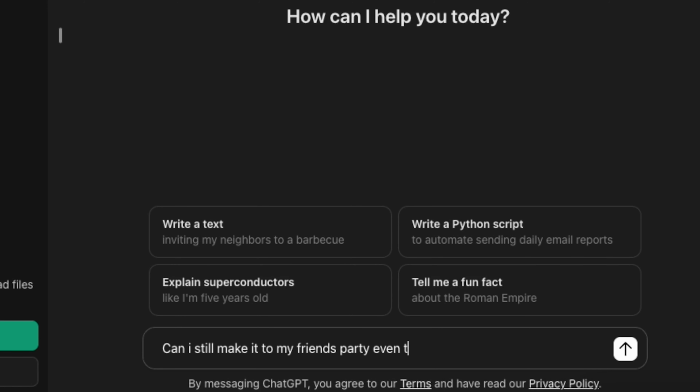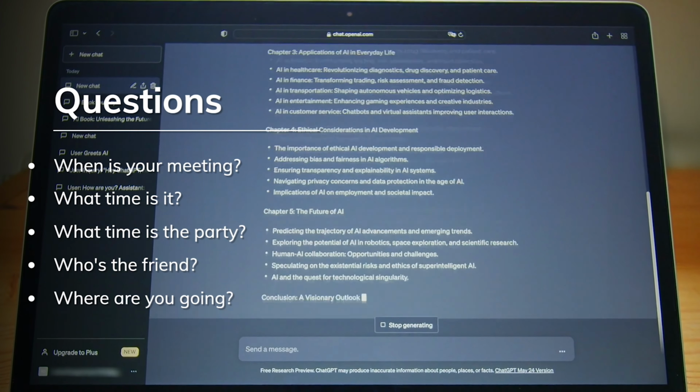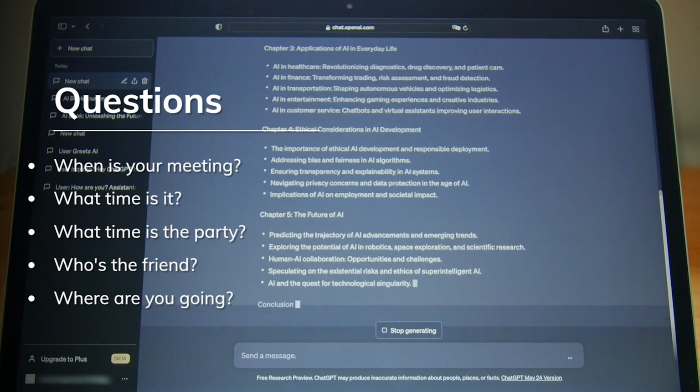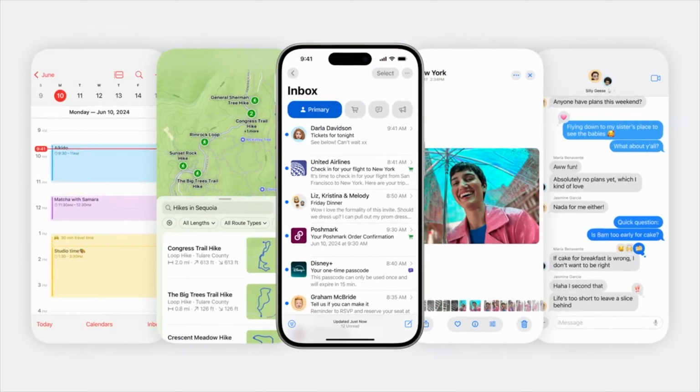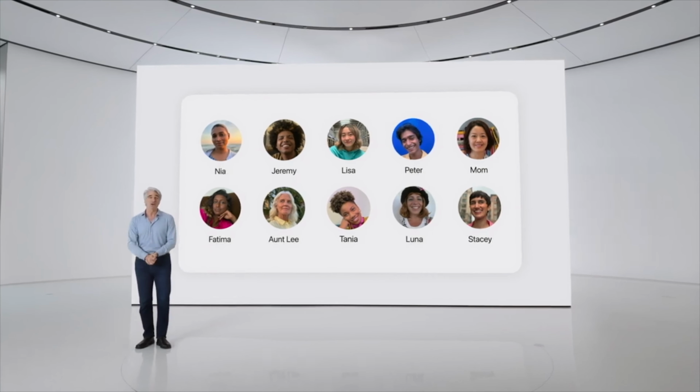The best way to simplify this is, what if you ask ChatGPT this question: can I still make it to my friend's party even though my meeting just moved? Then it asks you a series of questions. When is your meeting? What time is it? What time is the party? Who's the friend? And where are you going? And then you fed it back all of this information, and then it answered the question. The part where you had to find and feed it the information is what Apple's semantic index is able to do in the blink of an eye. That's pretty cool. They've taken a capability and made it uniquely useful to you in the context of your information.